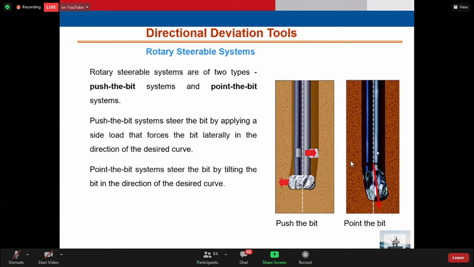So the first system, through the directional system, is push the bit. The second system is pointing the bit. This system works by tilting and pointing the bit in the direction of the desired course. So the directional system for all companies works on two principles. One is to push the bit in the desired direction. Another one is pointing the bit in the desired direction.